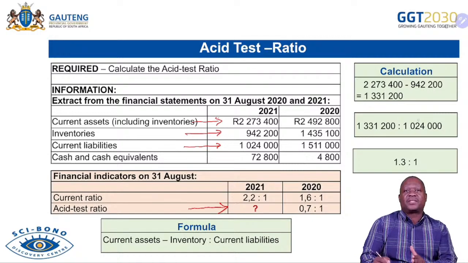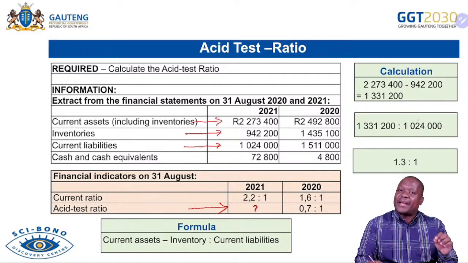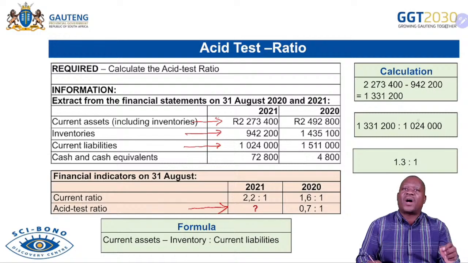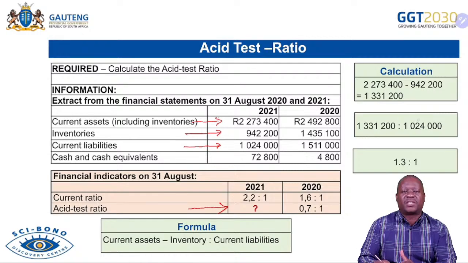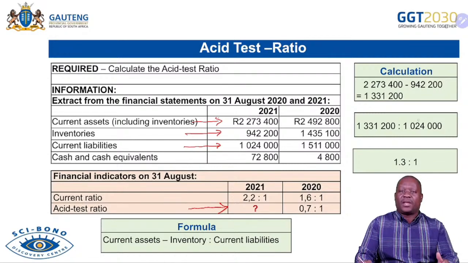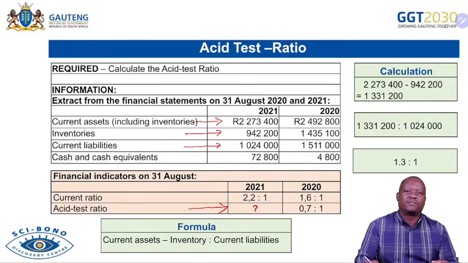We are simply saying in 2020, our current assets were not in a position to pay off our current liabilities without us going on to sell our stock. So it means for us to be able to pay off our current liabilities in 2020, we needed to get into the storeroom, take out stock, and then sell it so that we can pay off our current liabilities. Is that a good thing?